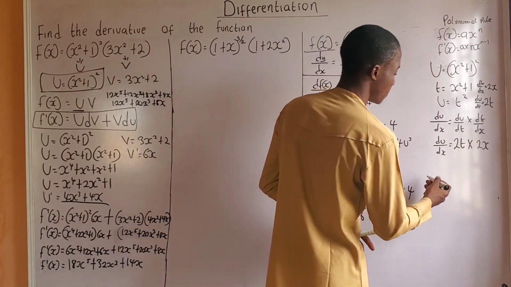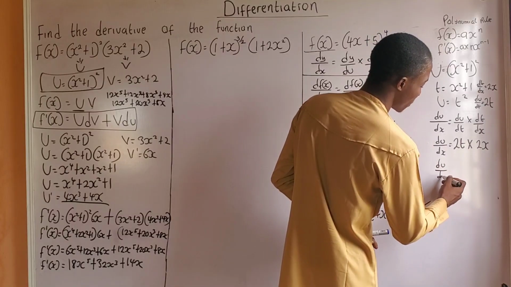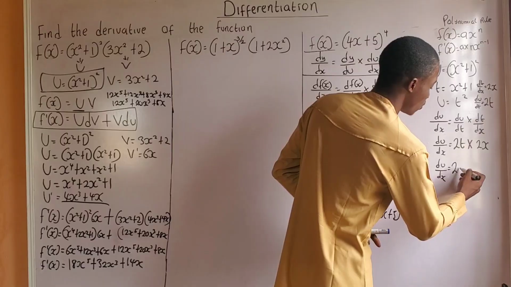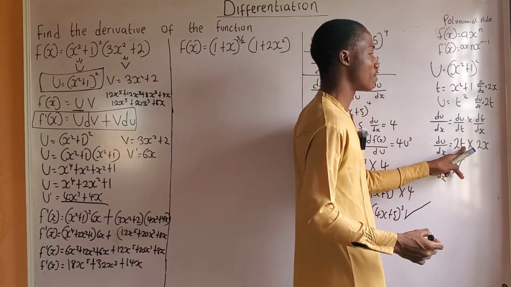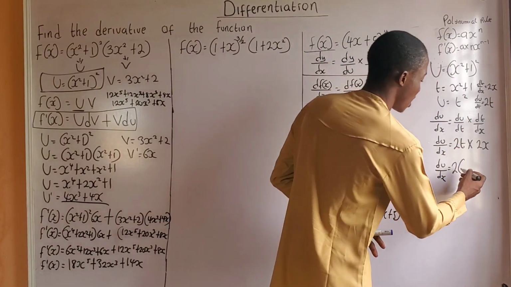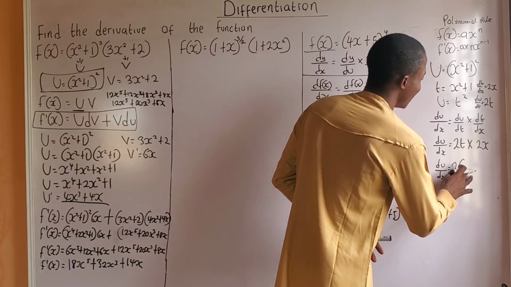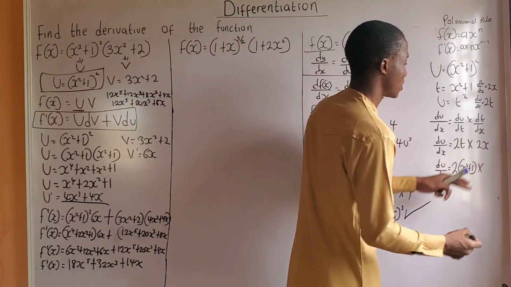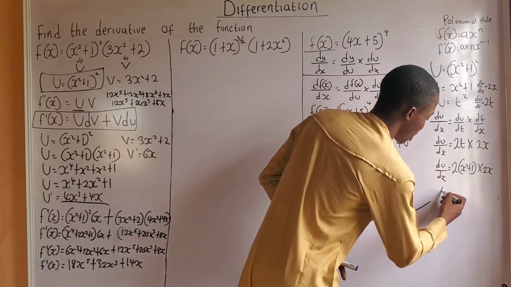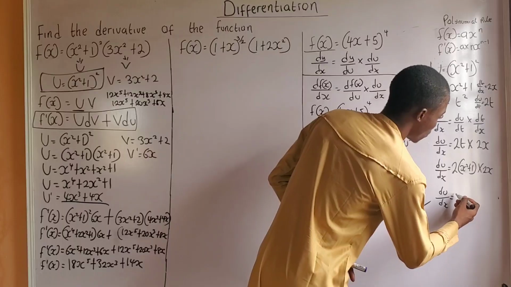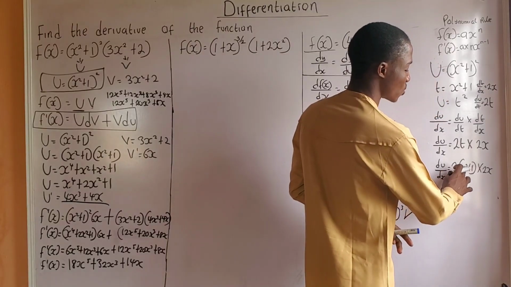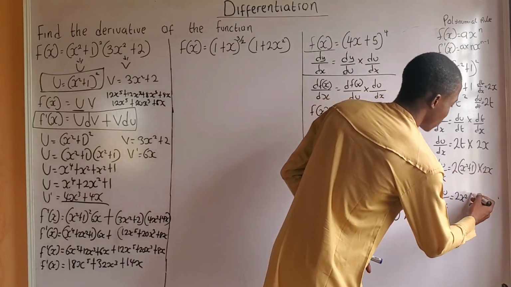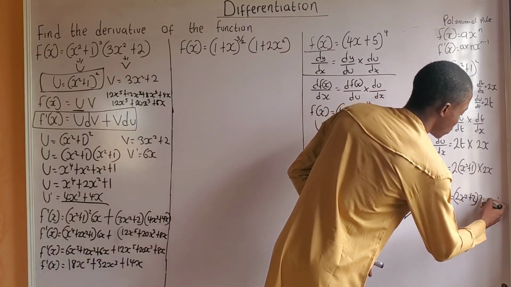Now, don't forget, please pay attention. Don't forget that t is what? X squared plus 1. So I'm going to have 2 multiplied by, instead of t, x squared plus 1, multiplied by 2x, right? So du over dx is equal to 2 times x squared, that is 2x squared, 2 times plus 1, that is plus 2, multiplied by 2x.